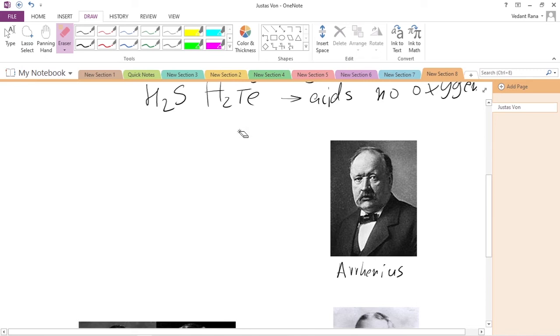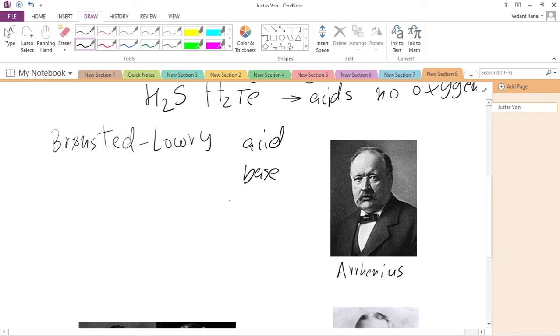So even though this theory was incomplete, it did play an important role in shaping the modern acid-base theory which we use today. And it's important to note that sometimes the purpose of theories, even if they aren't 100% correct, is that they still play an important role in creating new and more correct theories. So Arrhenius' theory was a very popular theory, and it led to another theory called Bronsted-Lowry acid-base theory.